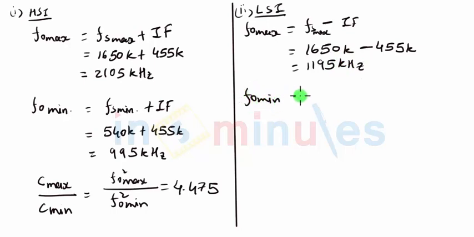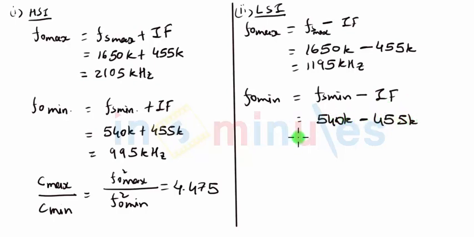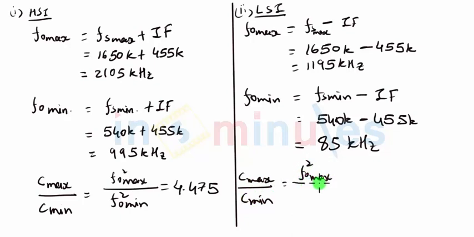Let us now calculate FO min. FO min will be equal to Fs min minus IF this time. Fs min is 540 kilo minus 455 kilo, and in that case FO min comes out to be 85 kilohertz. So if I now take the same ratio of Cmax by Cmin, FO max square upon FO min square, this time if you take the ratio 1195 kilo upon 85 kilo, you will see that the ratio comes out to be 197.65.